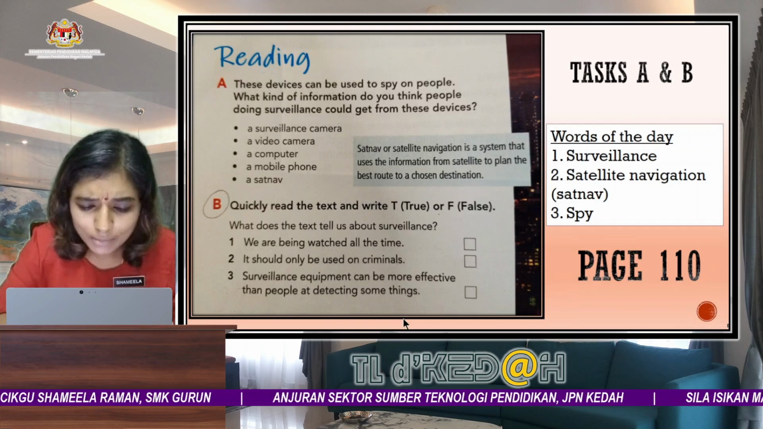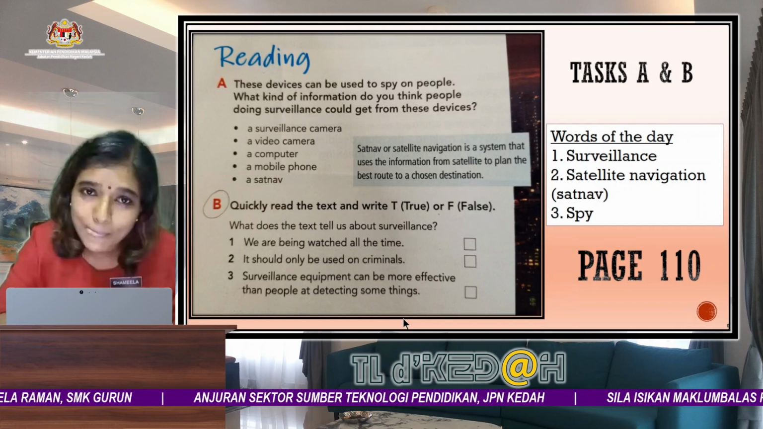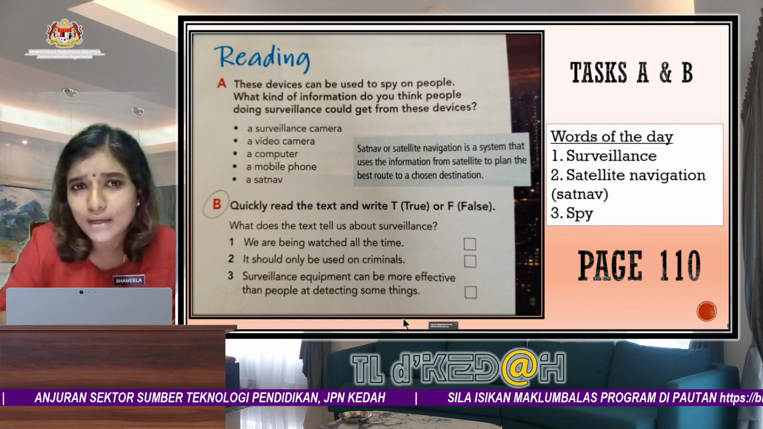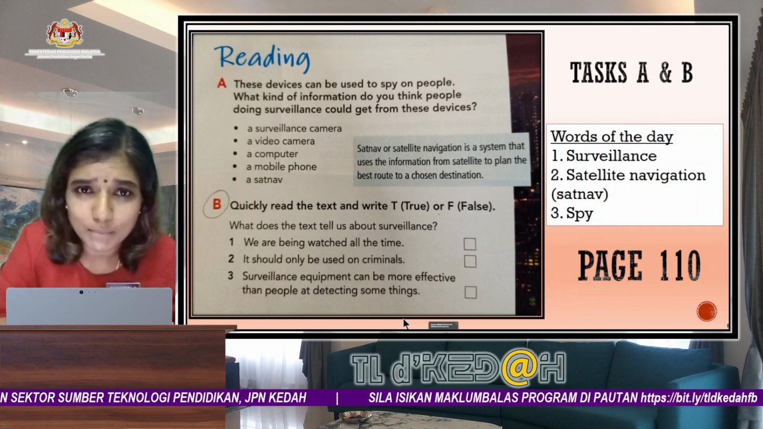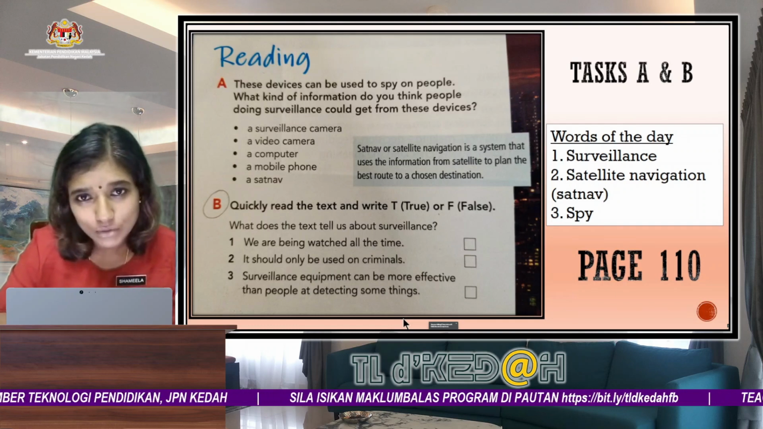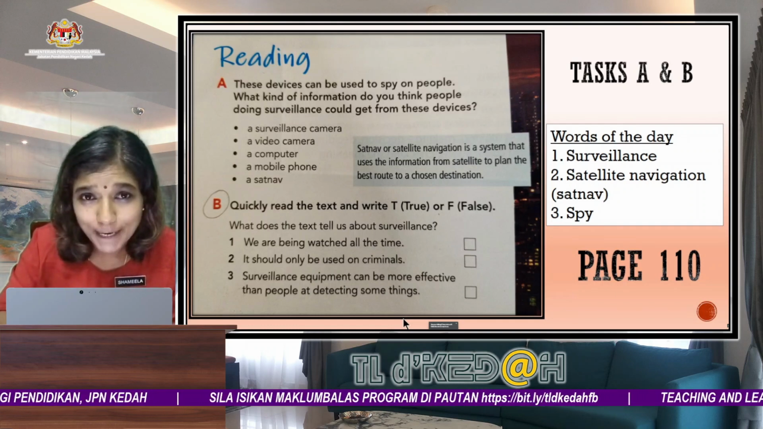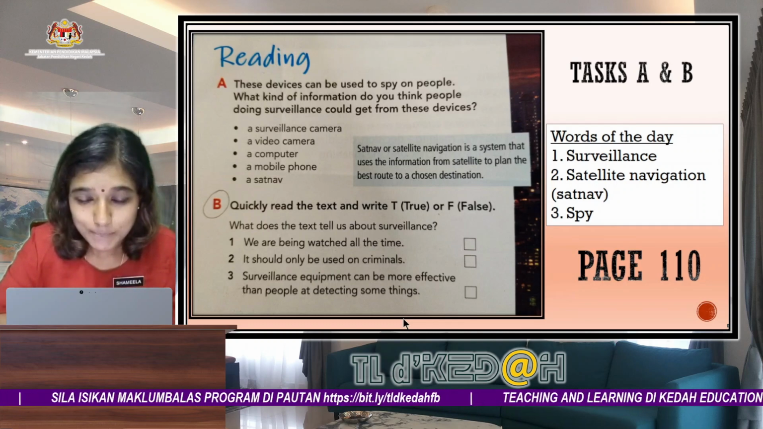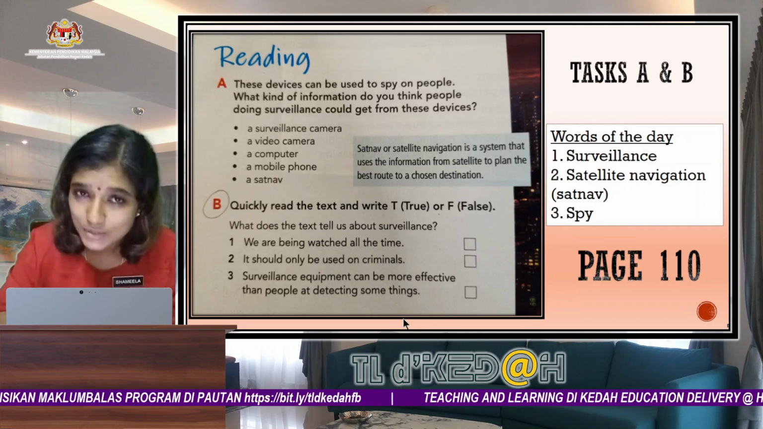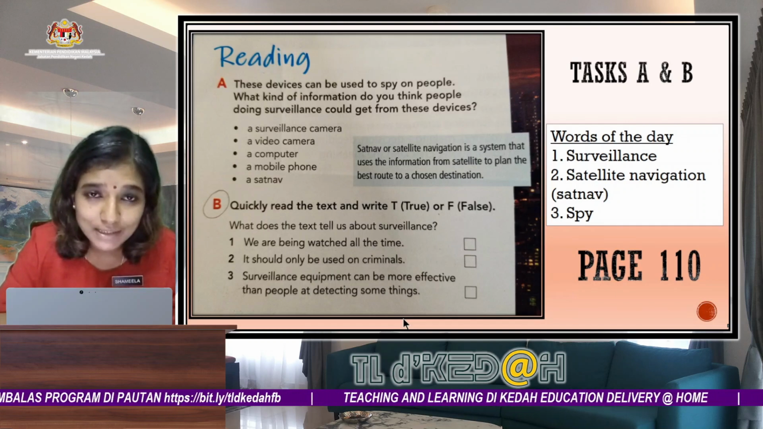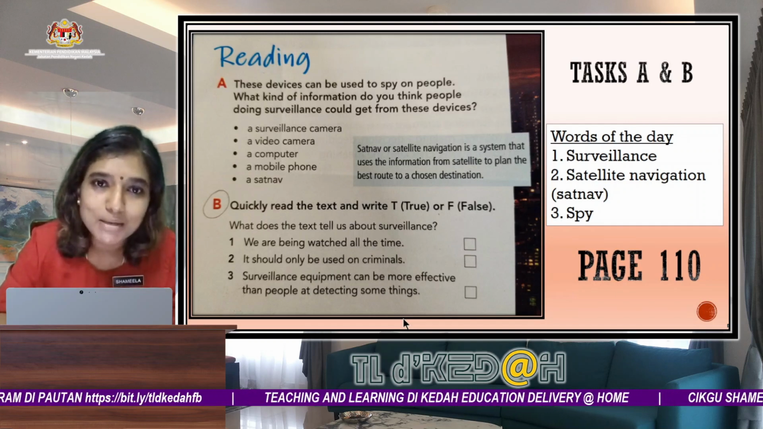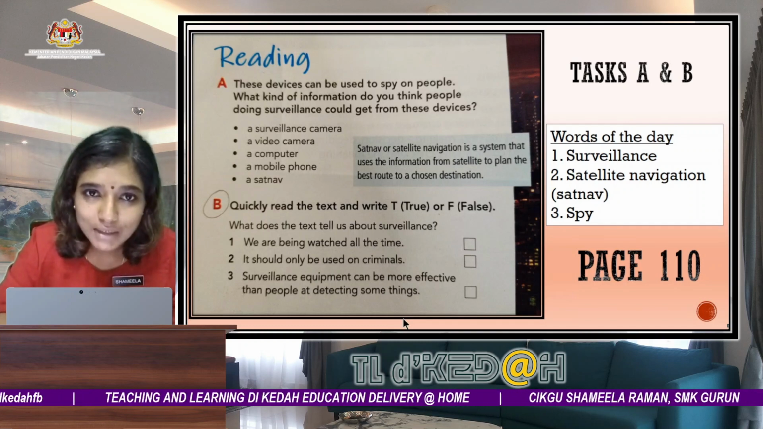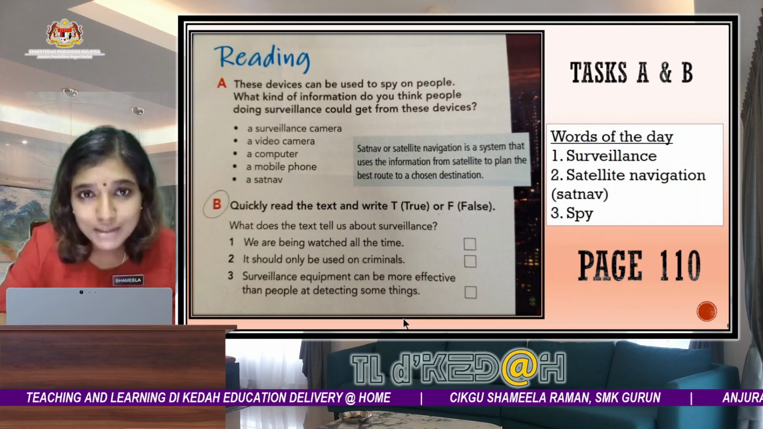It should only be used on criminals. Criminals are people who break the law, break rules. Do you think you only need to use it on criminals? You're watching the bad people. What about the good people? If you go through the text again, you will see that it is also needed for the public to keep them safe. So this statement is false. Okay, we need to make sure everybody is safe.